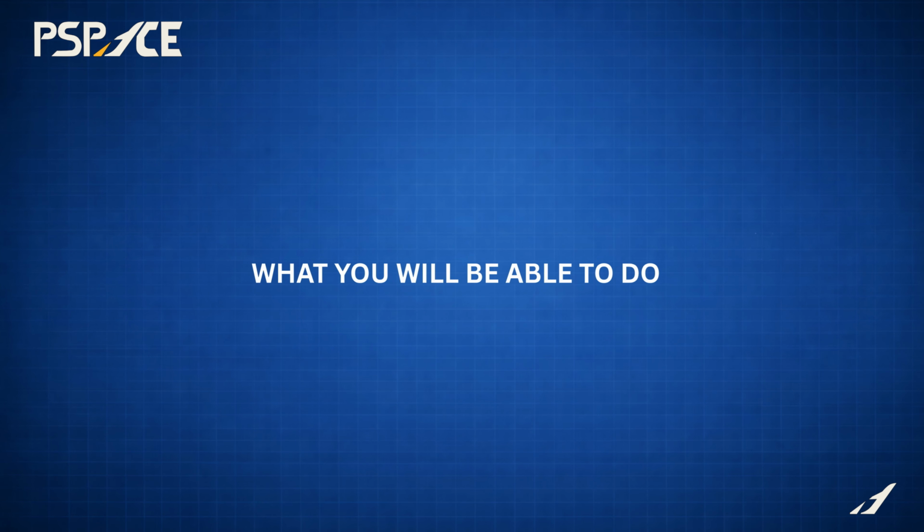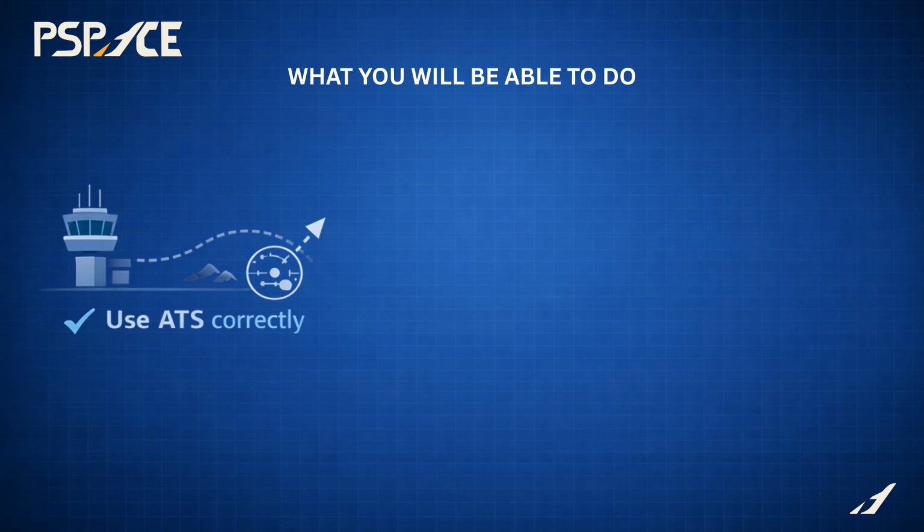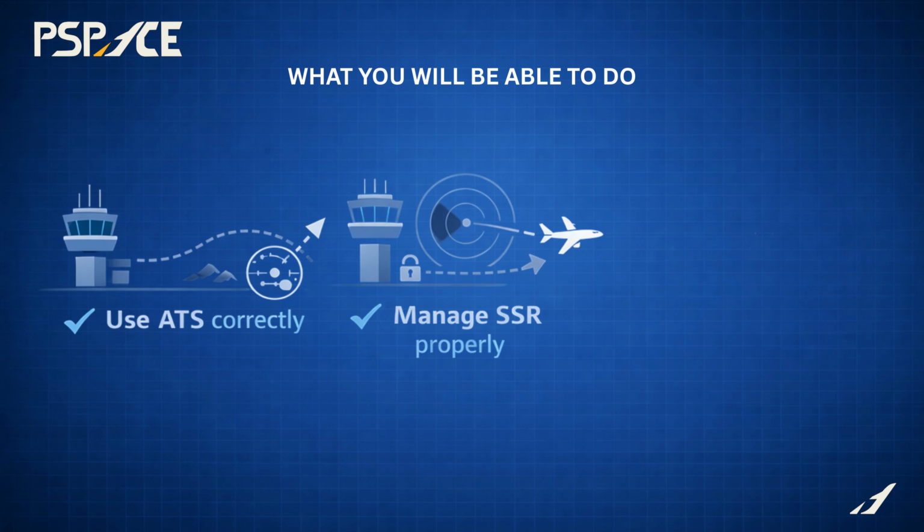By the end of this lesson, you should be able to explain the operator's responsibilities for ensuring correct use of air traffic services, describe the commander's responsibility to notify the appropriate ATS unit when operationally required, explain how SSR operation fits into safe controlled airspace use, and show why any departure from assigned track or cruising level must be treated as a controlled and communicated action rather than an isolated cockpit decision.